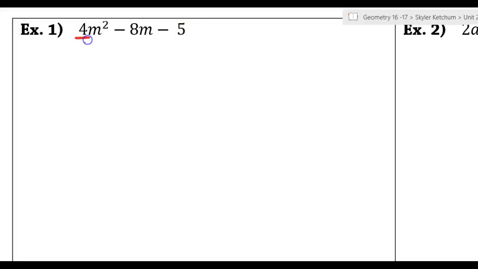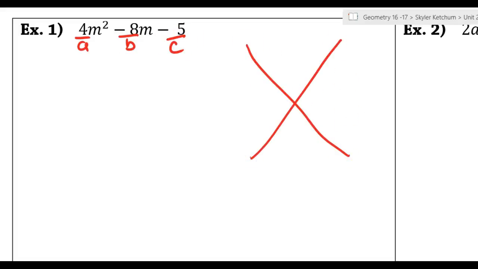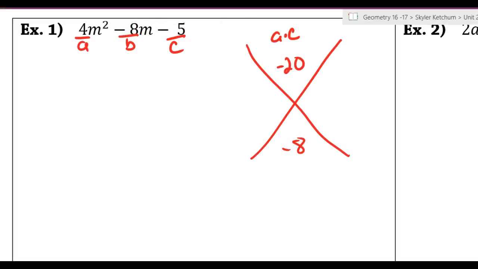So then we're going to identify our a, our b, and our c, and we're going to use the factor x. We're going to take our a value and multiply it by c. So 4 times negative 5 is negative 20. And then we're going to take our b value, negative 8, and bring it down here. What we're going to do next is look for our multiplying value. What two numbers multiply to negative 20 but add up to negative 8? So there's our m value, negative 20, and add value, negative 8.